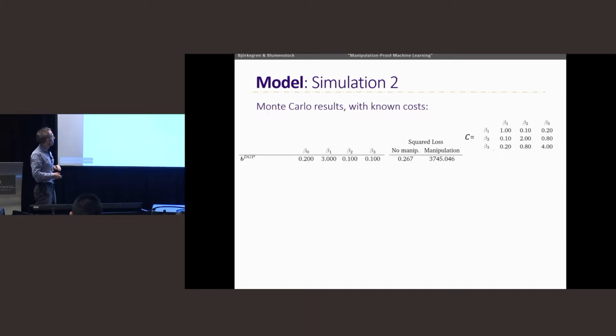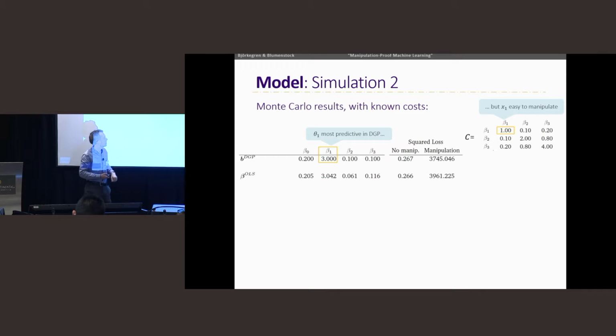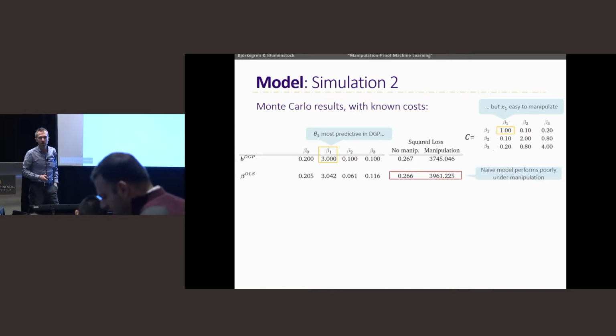So let's give you another example with some numbers. This is another setting where we have one indicator that's quite predictive in baseline, but is very cheap to manipulate. And if you run OLS, you're going to estimate something very similar to the DGP without manipulation. And that performs well if there's no manipulation. Here it performs terribly if people can manipulate this rule.